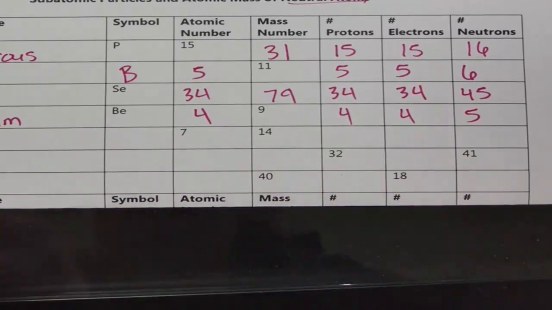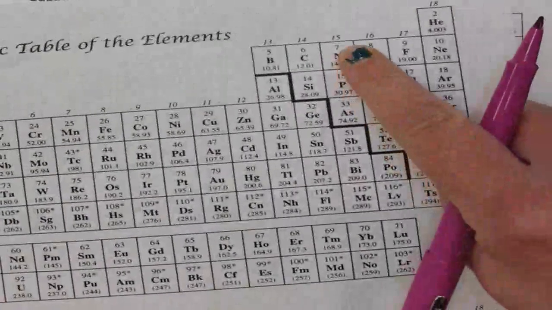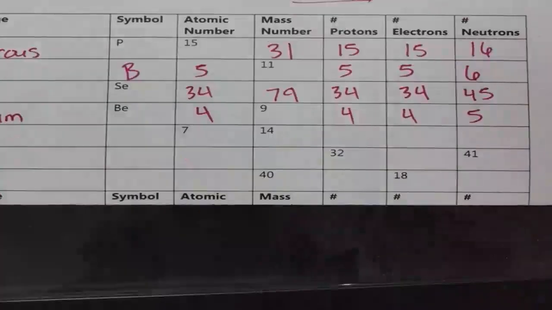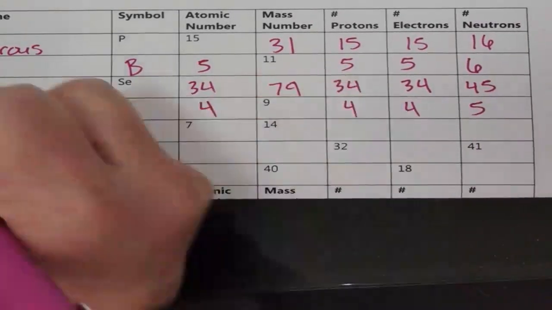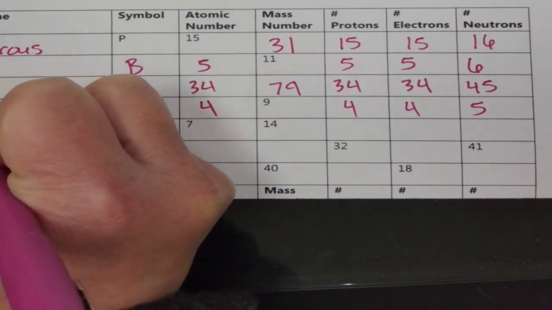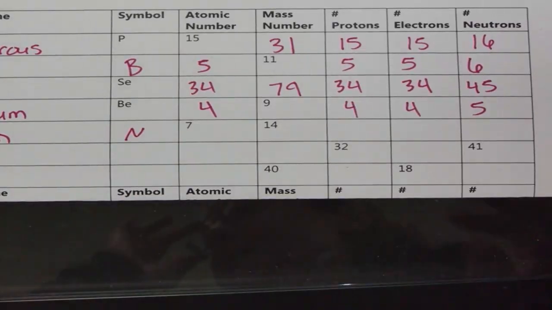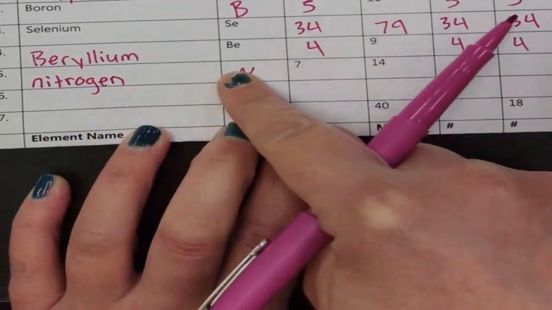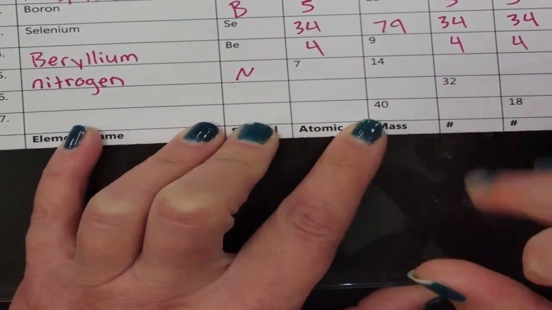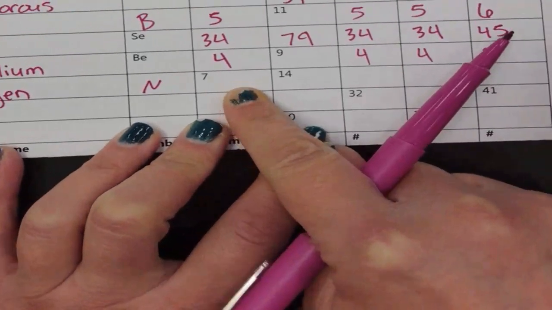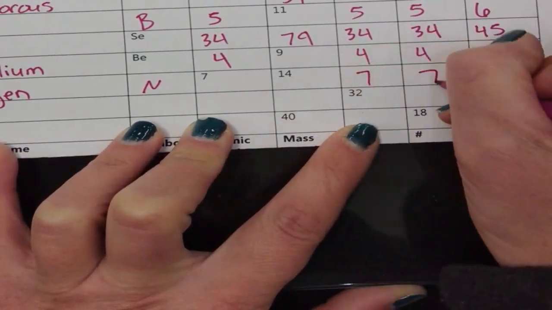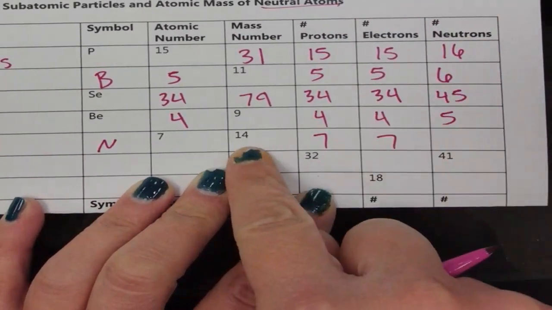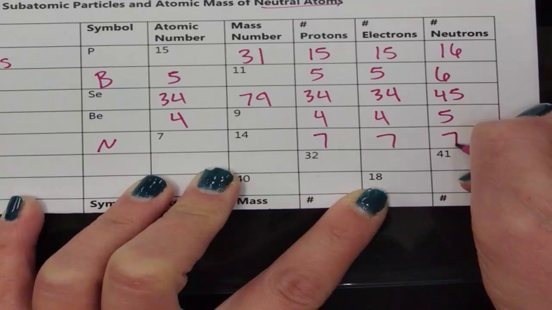What has an atomic number of 7? The atomic number 7 is N for nitrogen. So my symbol is N, and this is nitrogen. Now the periodic table I'm using doesn't have the names, but your periodic table that I provided you on day 1 does have the names of the elements, so use that one. The atomic number is the number of protons and electrons. To find my number of neutrons, 14 minus 7 is 7.